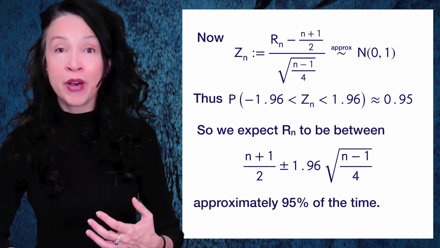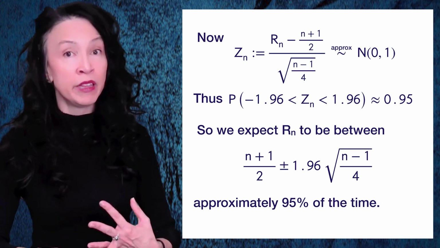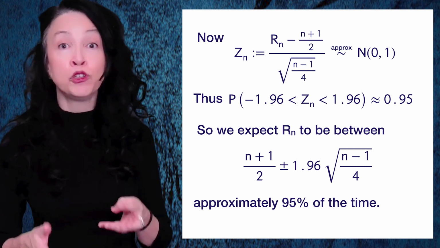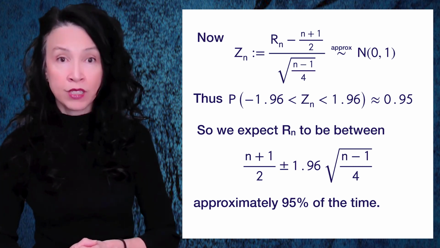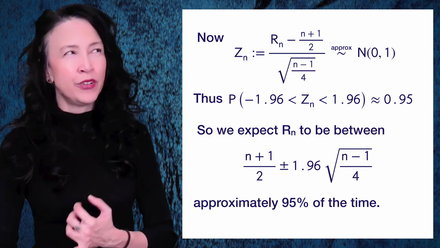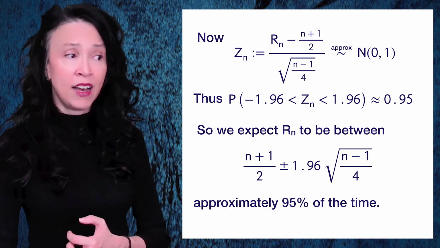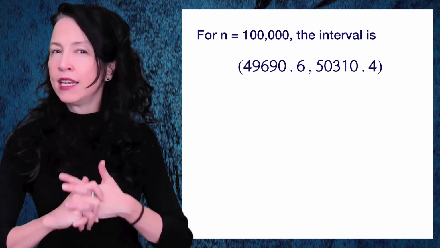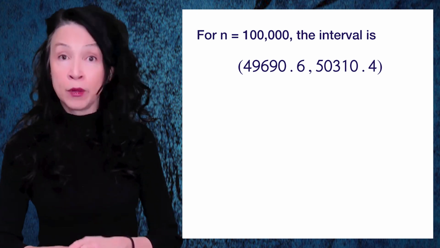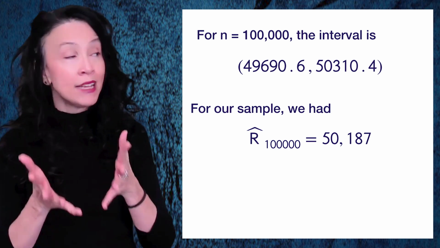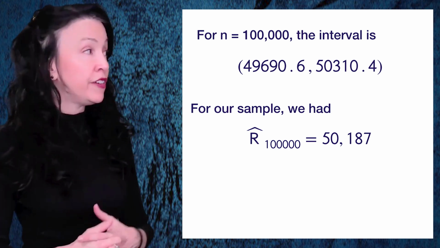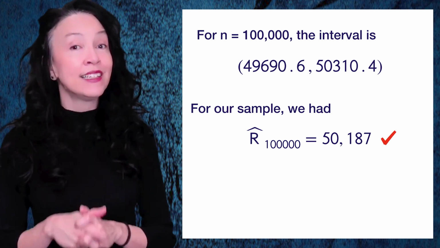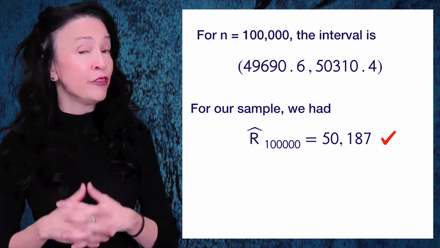This is error in hypothesis testing. This is approximation due to the central limit theorem. This is not exact. So for my sampled values, my realization of this random sample of size 100,000, I got 50,187 up-down runs, and I have the value of n being 100,000. I can compute these endpoints, and I get 49,690.6 and 50,310.4. So in fact, my sampled value of the number of runs, which was 50,187, does fall in this interval. So I pass this test for independence with a little bit of uniformity mixed in.